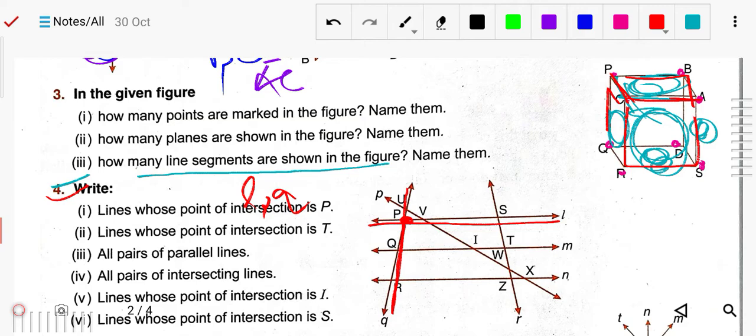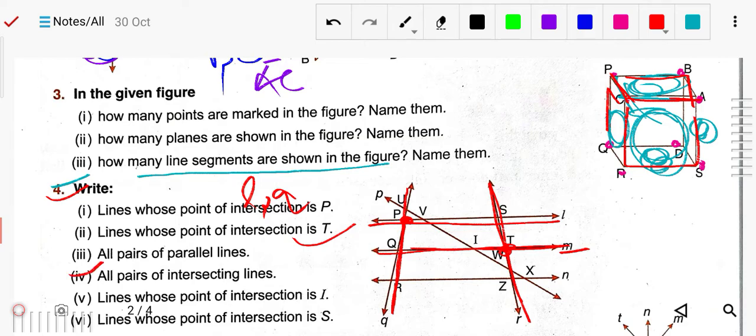Okay, lines whose point of intersection is T. So here, whose intersection? This is the line M, and this is the line R. So R and M both intersect at T. So likewise you have to give the answer.